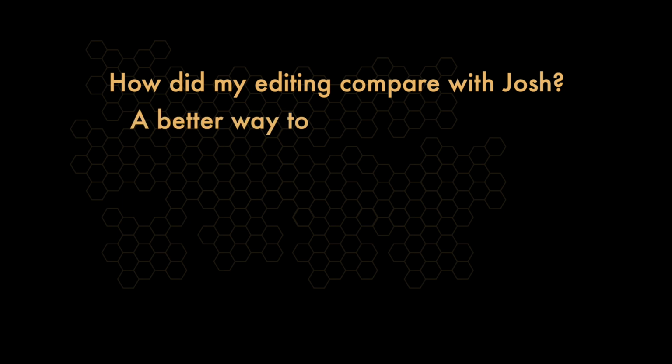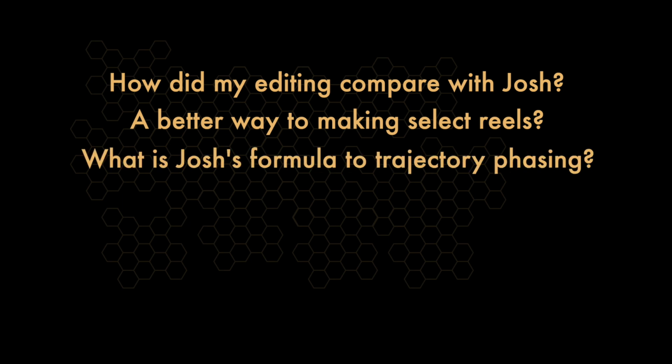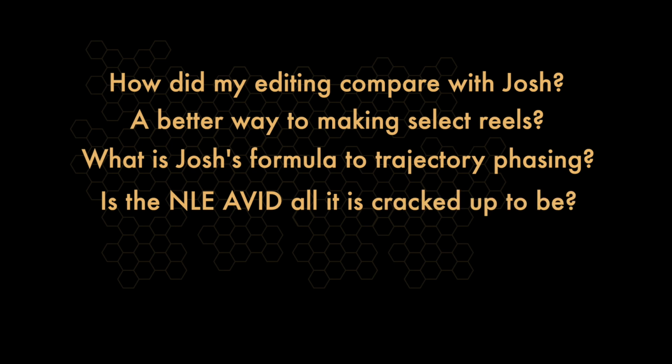How does Josh approach assimilating huge amounts of data, reducing it, selecting reels, making clips? How did that differ from my approach? How does Josh go about identifying the pace, the beats, and convey a story with optimal trajectory phasing to make those award-winning films? Maybe I could use some of that too. A burning question also was, is Avid as good as people say it is?